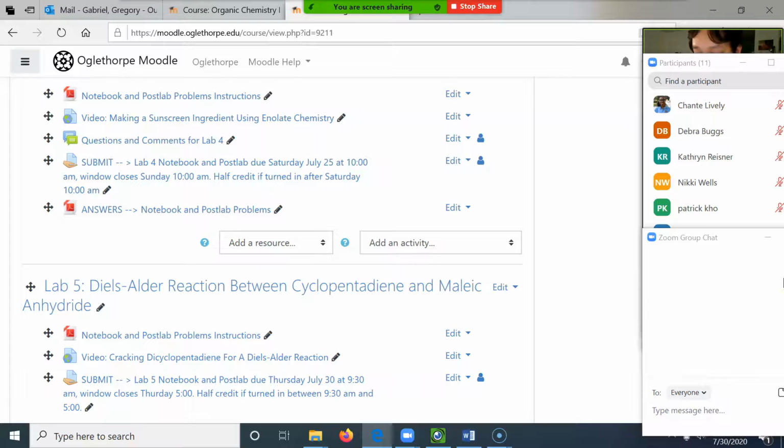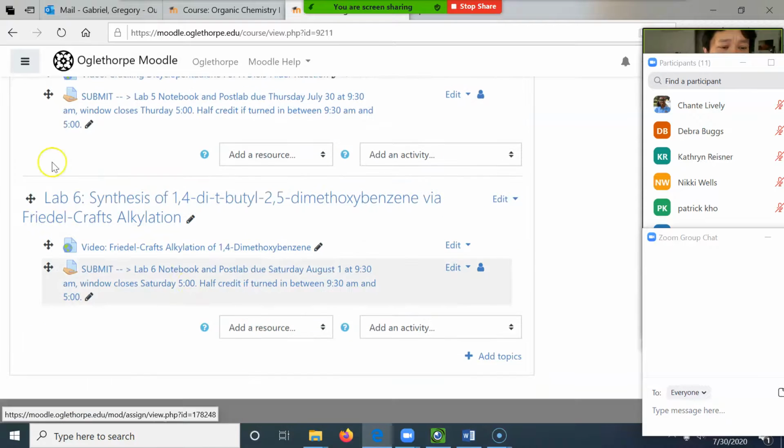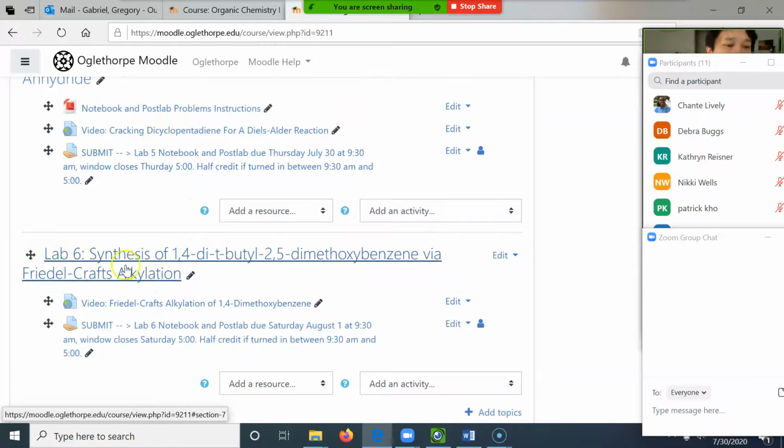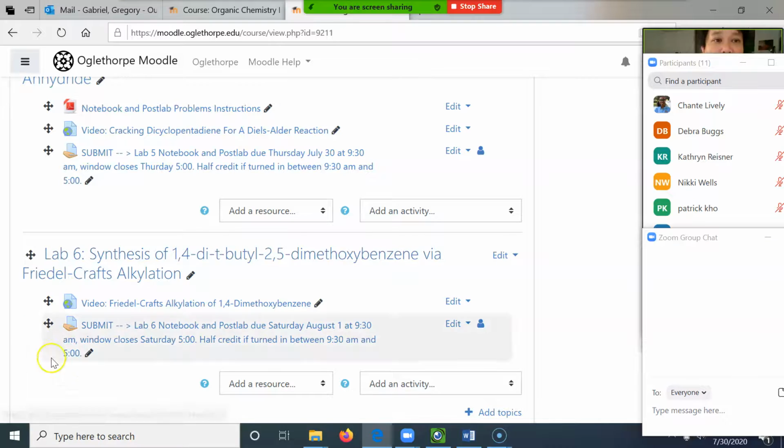I think if you go through the syllabus, the notebook is worth 25%. The post labs are worth 75%. I think you could figure out what your grade will be based on the answer key and how confident you are with lab 6. All right. Are there any questions? You could raise your hand or you can chat.